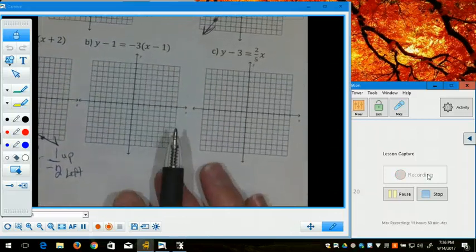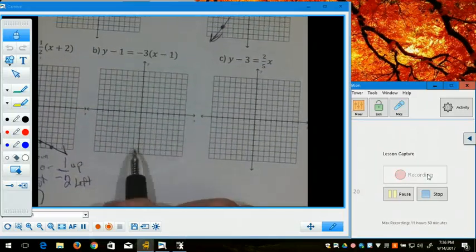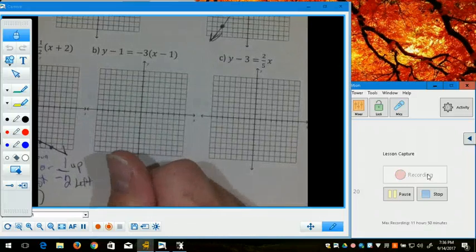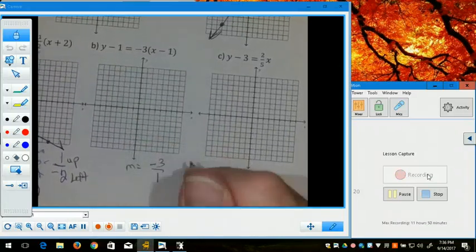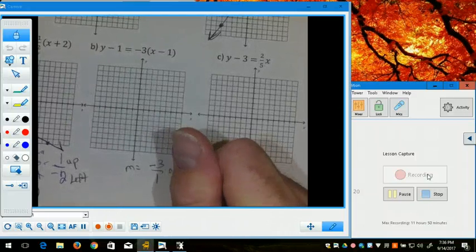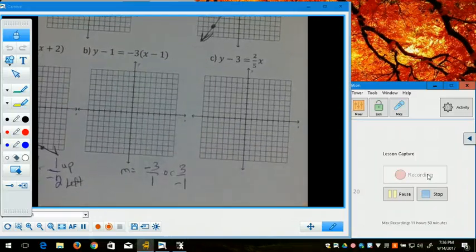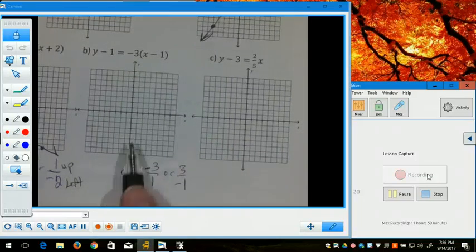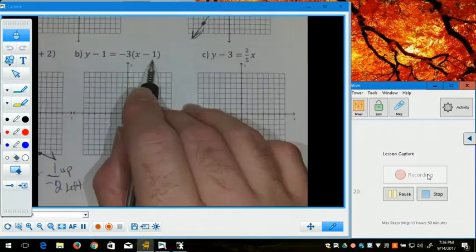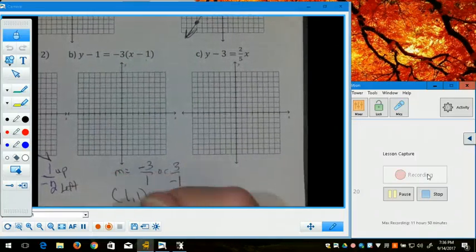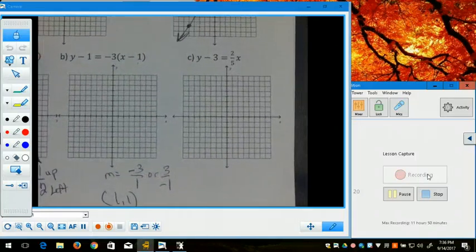For letter B, just be aware that your slope is -3 over +1. You could reverse this slope by doing +3 over -1. It still gives you a negative integer, -3. The point, if you were to do this one, would be +1, +1. But I asked you to do letter C.